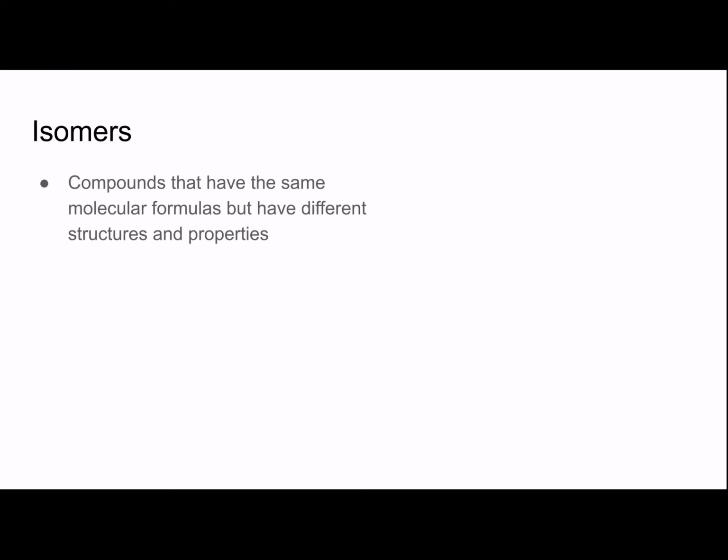Now let's look at isomers. Isomers are compounds that have the same molecular formulas but have different structures and properties. So basically, an example would be glucose and fructose. They both have the formula C6H12O6, but they're not the same. They're structurally different. So there's 3 types of isomers that we're going to talk about, starting with structural isomers, which differ in the arrangement of their atoms.